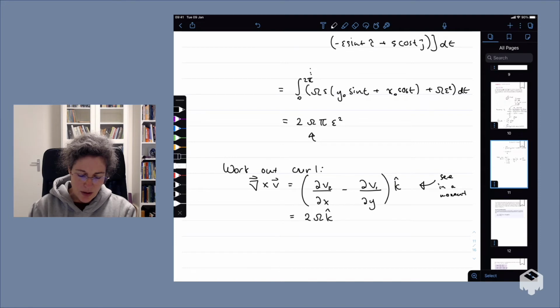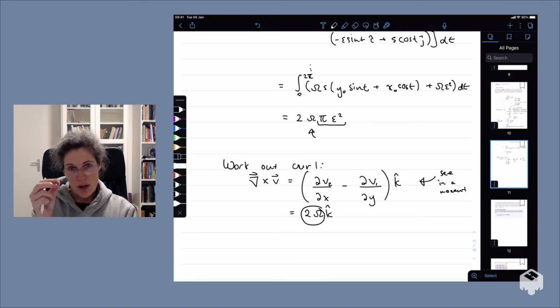So the magnitude of our curl is 2 omega. And if we have a look at our circulation, it's 2 omega times pi epsilon squared. So really what we've got is our curl says what's happening at a particular point, how much rotation we have at that point. If we look at our circulation, it's our curl times the area of the curve that we're doing our circulation over, because this, remember, is really pi r squared, which is an area.